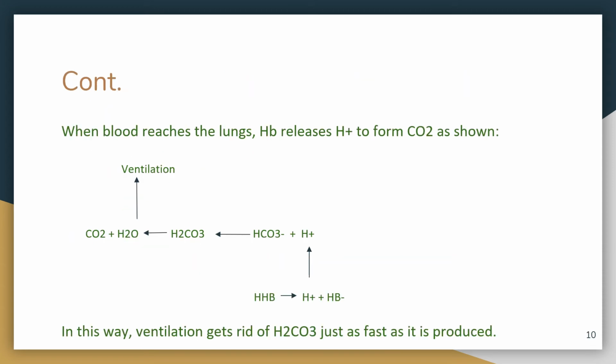So when we're looking at this equation here, we see that when the blood reaches the lungs, the hemoglobin releases the hydrogen to form CO2. So that's what we're seeing. We're looking at the bottom and working our way up and then to the left. So this way, the ventilation helps get rid of the carbonic acid just as fast as it's produced. So the hydrogen is carried by a deoxygenated hemoglobin. That's what the HHb means. HHb is a deoxygenated hemoglobin, and it is released as CO2 into the lungs.